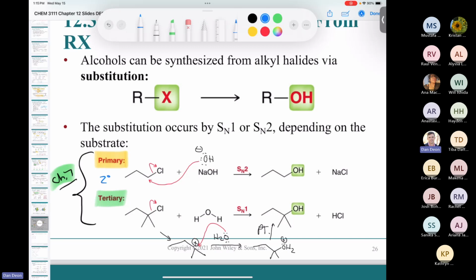Why isn't that in here? Well, the reason is that a secondary alkyl halide is not effective in an SN1 process because the loss of the leaving group is too slow. You don't form a stable carbocation.